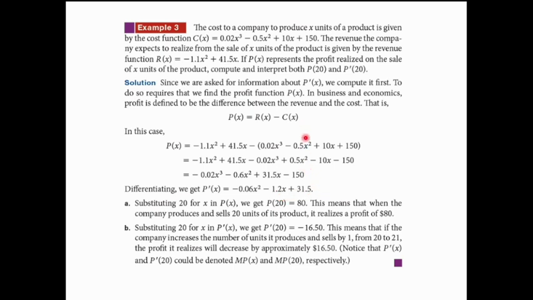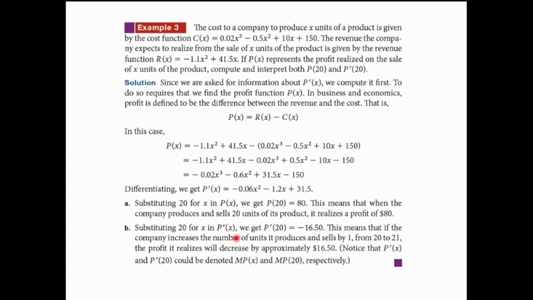So now we have what we need. We have the profit function. That's after we clean it up, that's this row right here. And then after we find the derivative, that's this equation right here. So we want to find P of 20 and P prime of 20. So we're going to plug 20 into the profit function. That's this one here. And we're going to get 80. So this means that when the company sells 20 items, then it's going to make a profit of $80.